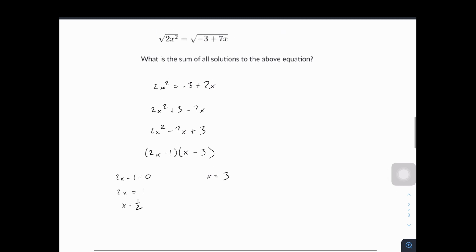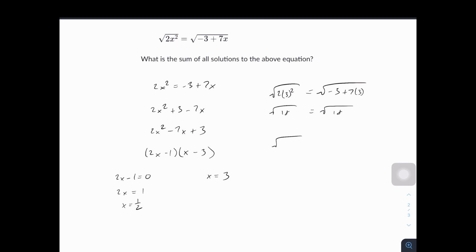Now let's check if both of these are valid. So square root of 2 times 3 squared is equal to square root of negative 3 plus 7 times 3. So this is square root of 18 is equal to square root of 18, which is true. Now let's check x equals 1 over 2.